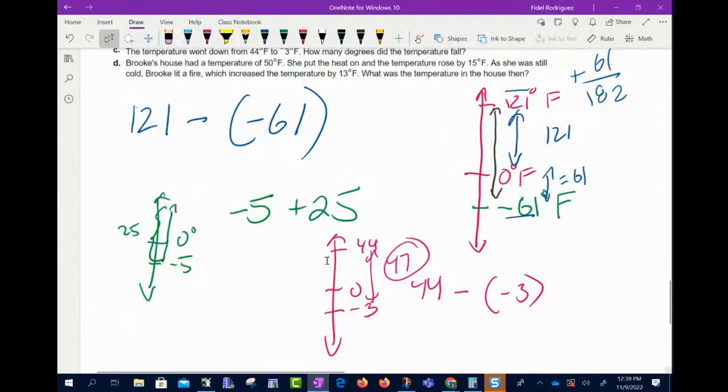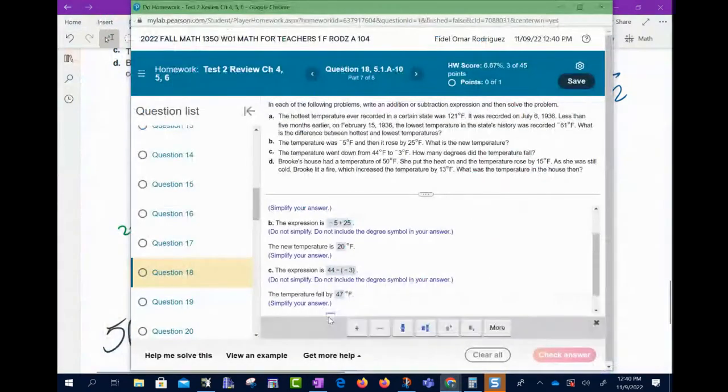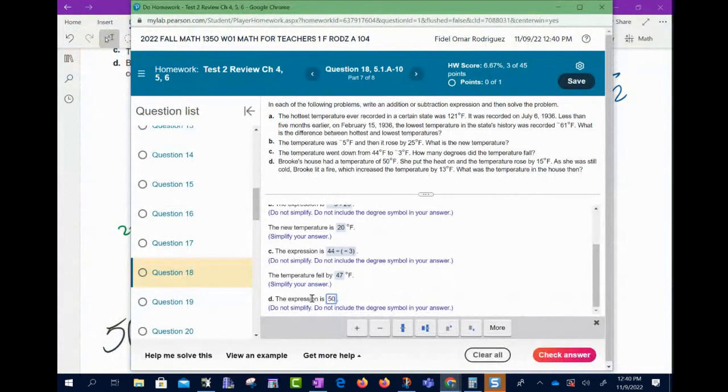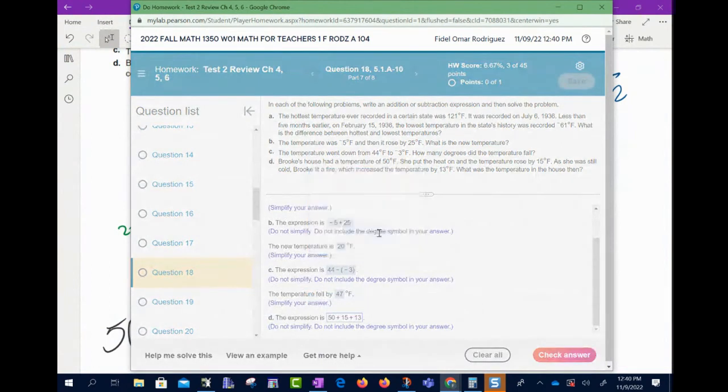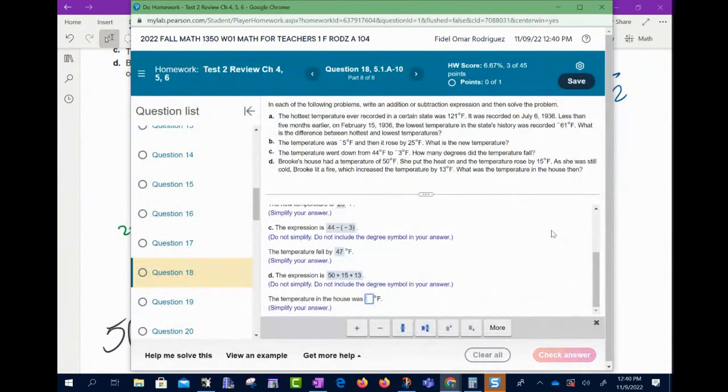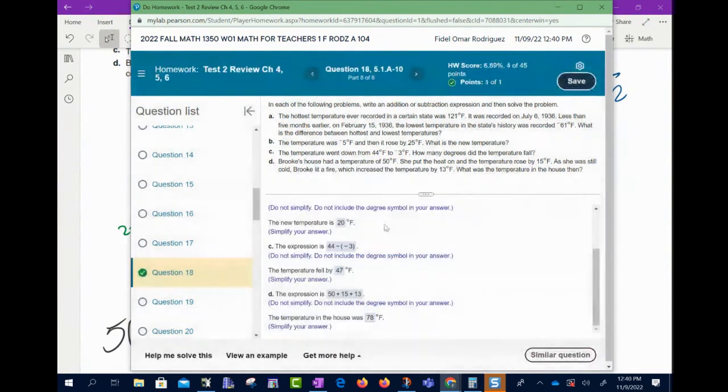So let's do part D. It says Brooke's house had a temperature of 50 degrees. She put on the heat and it rose by 15. Brooke's still cold, so she lights a fire, which increases it another 13. Okay, so again, I would just do the same idea, right? I'd say, look, we're at 50. We rose 15. We rose another 13. So 50 plus 15 plus another 13. Okay, and how much is that going to be? Probably something like 78. It's a little hot, but anyway, there we go.